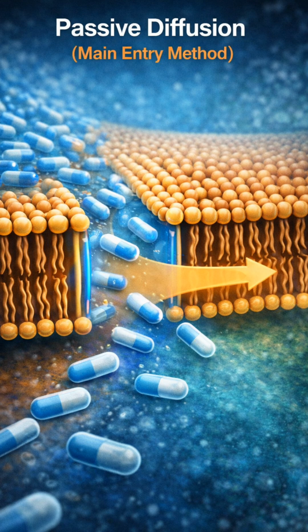First one, if you have the invitation, you can get in. Passive diffusion, the main entry method. The easiest way drugs can enter is by passive diffusion. No energy, no help. Drugs simply move from where there is more to where there is less, like people leaving a crowded room. And most drugs use this method.